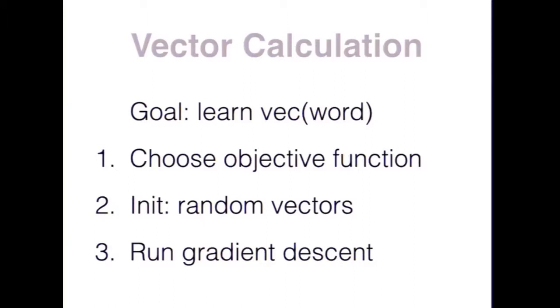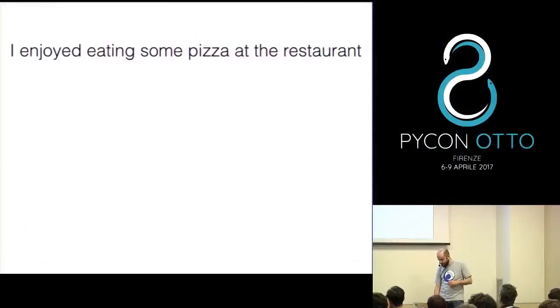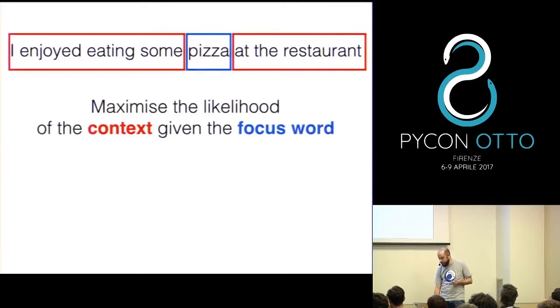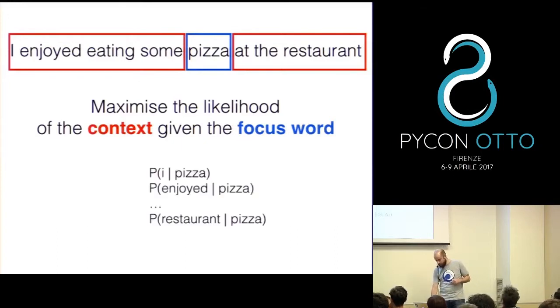So maybe what's interesting here is what's going on with the objective function. Again, taking the previous example, we have a word and we have the context of the word. Essentially our objective here will be to maximize the likelihood of the context word given the focus word. So we're going to end up with a bunch of probabilities that look like this: the probability of observing a context word given that we observe the focus word.